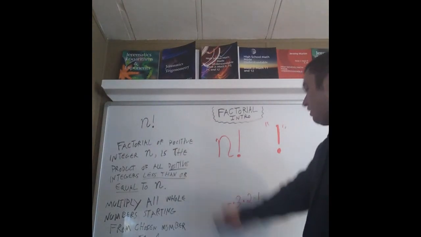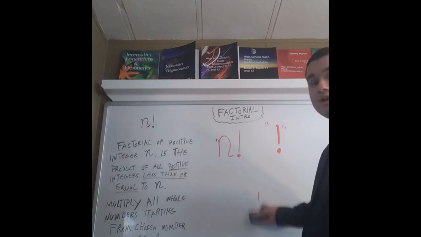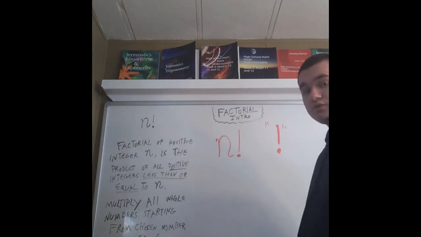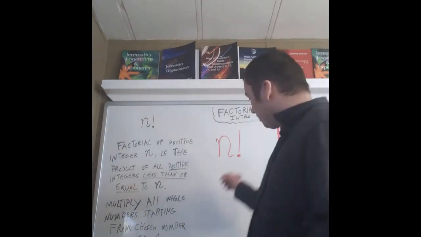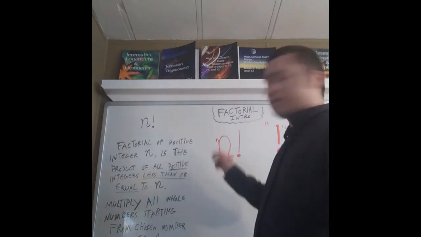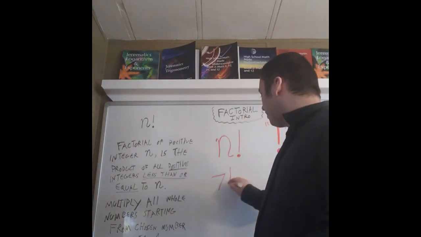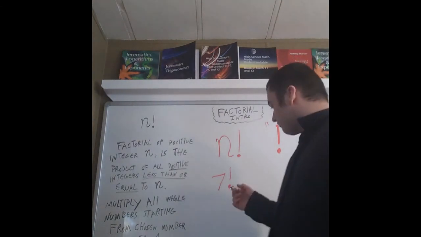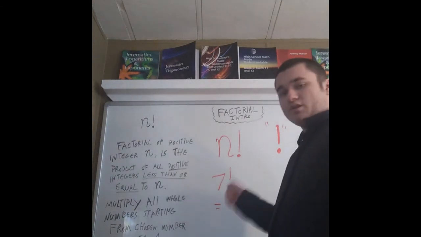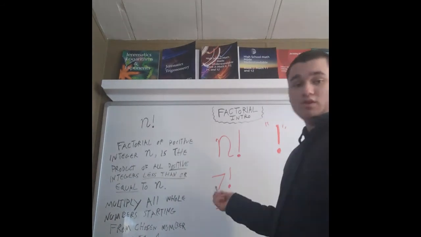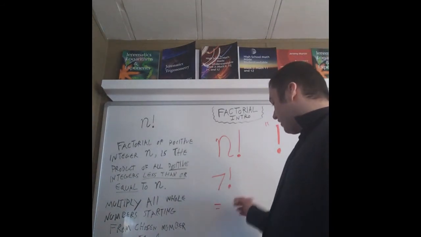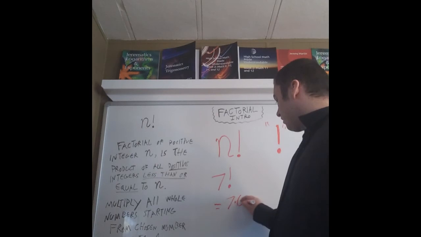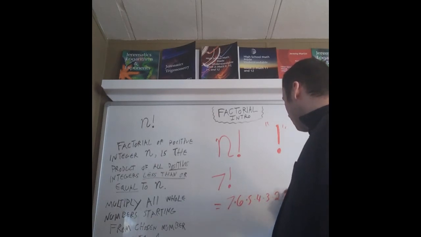I'm going to give you one more example, and then that will wrap up this short video on the introduction to factorials. Let's go with 7 factorial. How do we expand 7 factorial? Well, it's the product of all the whole numbers between 7 and 1. So we'd write this as 7 times 6 times 5 times 4 times 3 times 2 times 1.